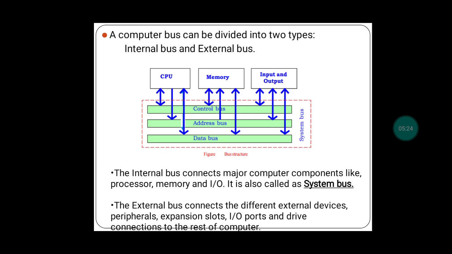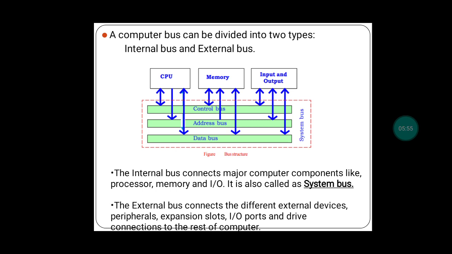Now moving on to the structure of the bus. See the diagram carefully. Actually, the computer bus is divided into two types: internal bus and external bus. But in this diagram, we can see only the internal bus. Internal bus is also called a system bus. See the green boxes: control bus, address bus, and data bus. These buses are composed of a collection of parallel wires.